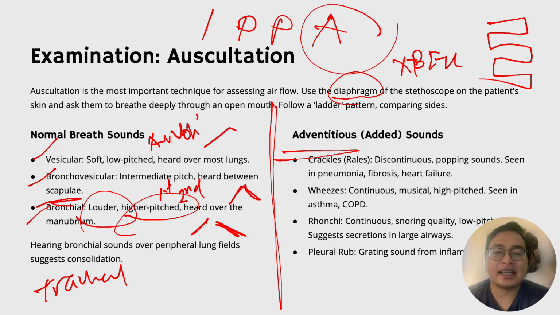Lastly, we have tracheal sounds, which are loud, harsh sounds heard if you place your stethoscope here at the neck, at the trachea. It's the loudest out of all of these four.